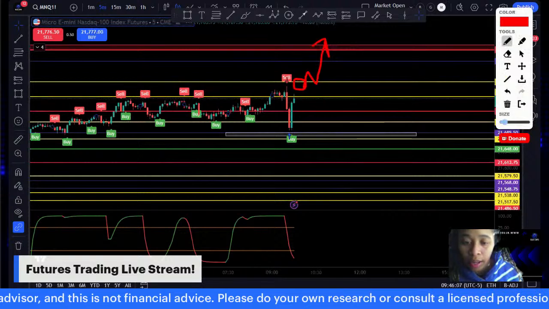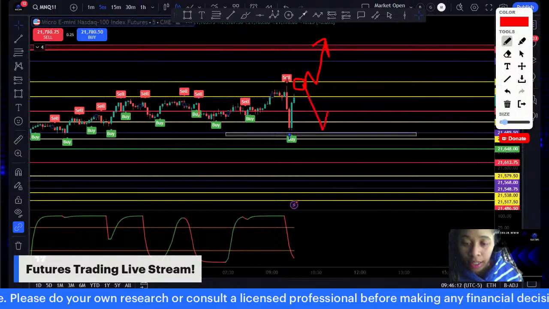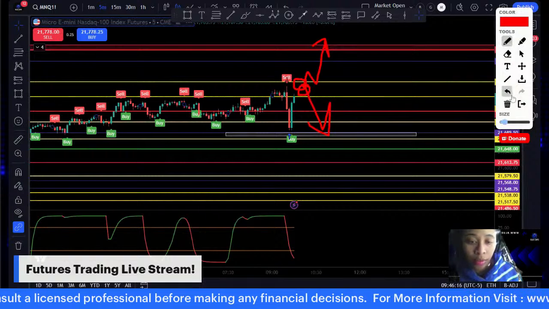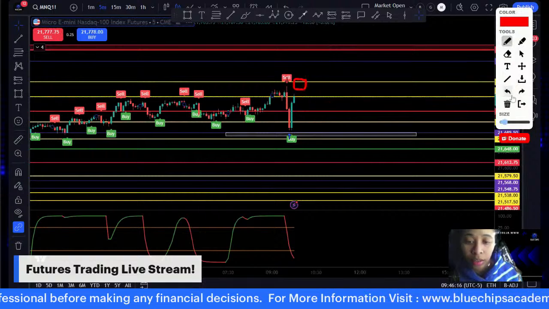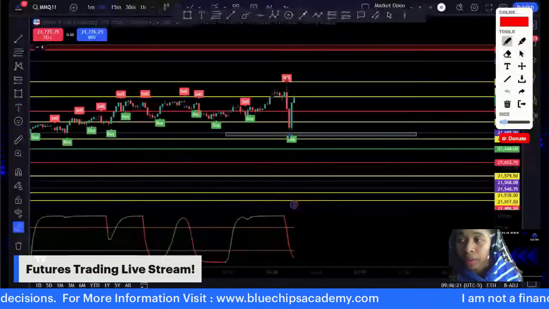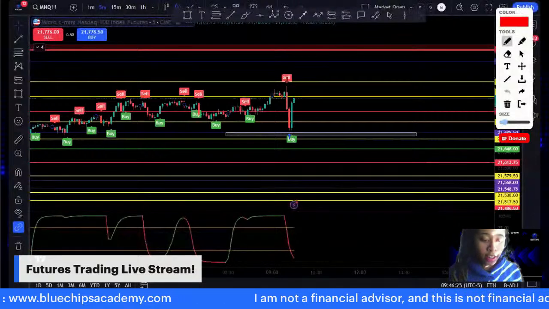But what could also happen is we could get back here to this area and get rejected again, and that's where the re-entry will be for a sale. So just keep that in mind. We're just keeping our eyes and ears open for the next move.